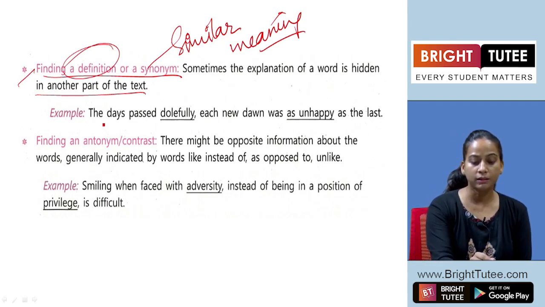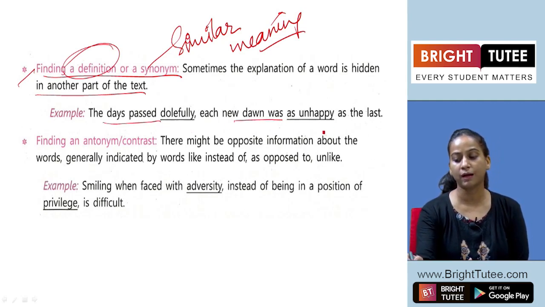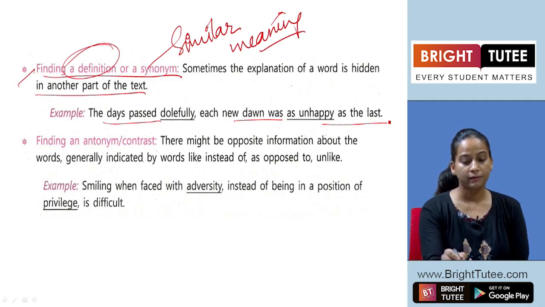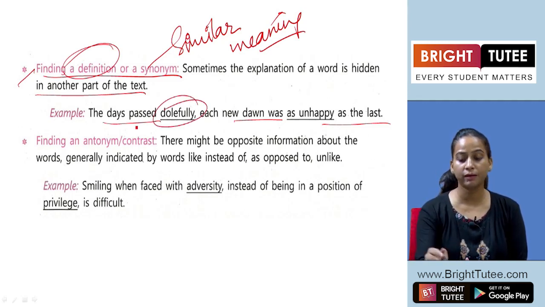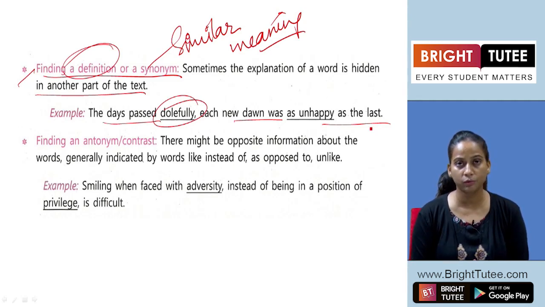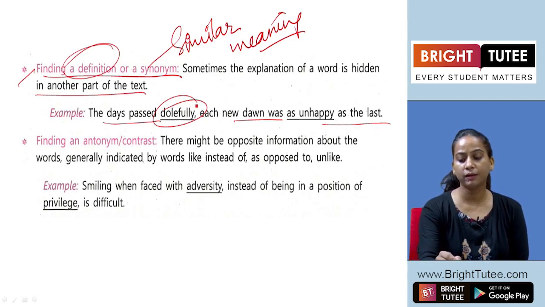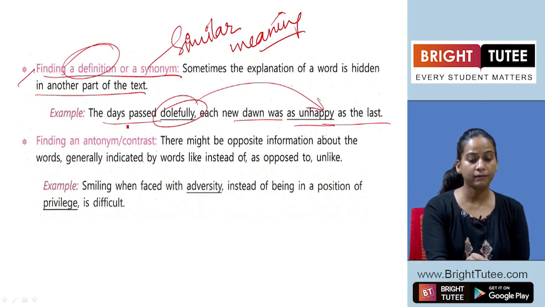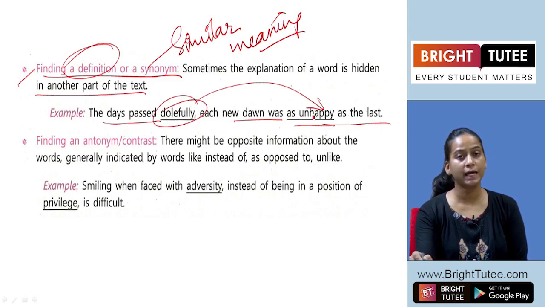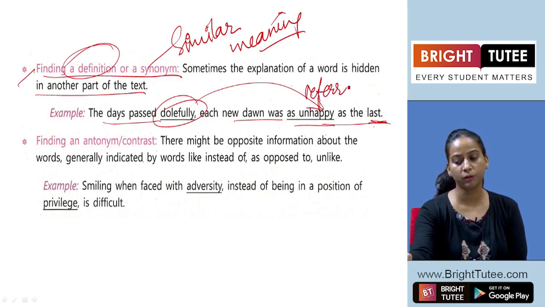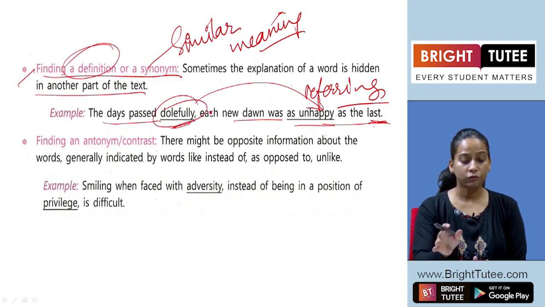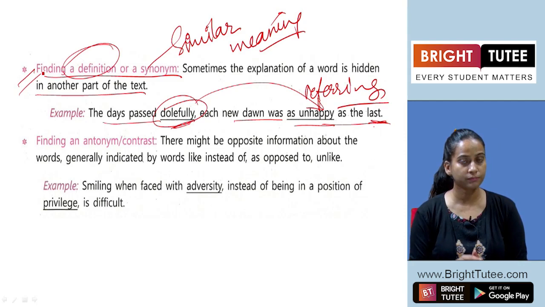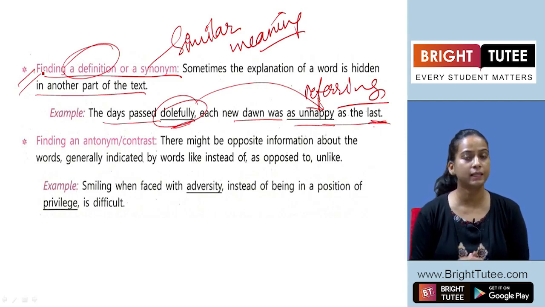For example, the days passed dolefully, each new dawn was as unhappy as the last. This is a new word, we are not able to understand it. But when we read the whole sentence given to us, somewhere we are getting the meaning that dolefully is related to something unpleasant or unhappy. Here they are referring to the previous word. So this is the technique we have followed, finding a definition or a synonym. This technique can be used to get the meaning of the particular word.